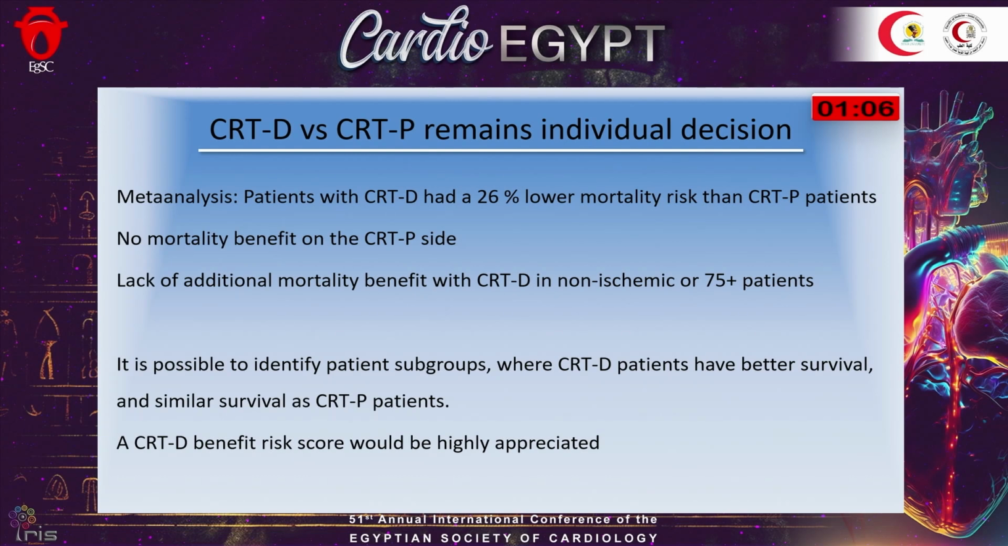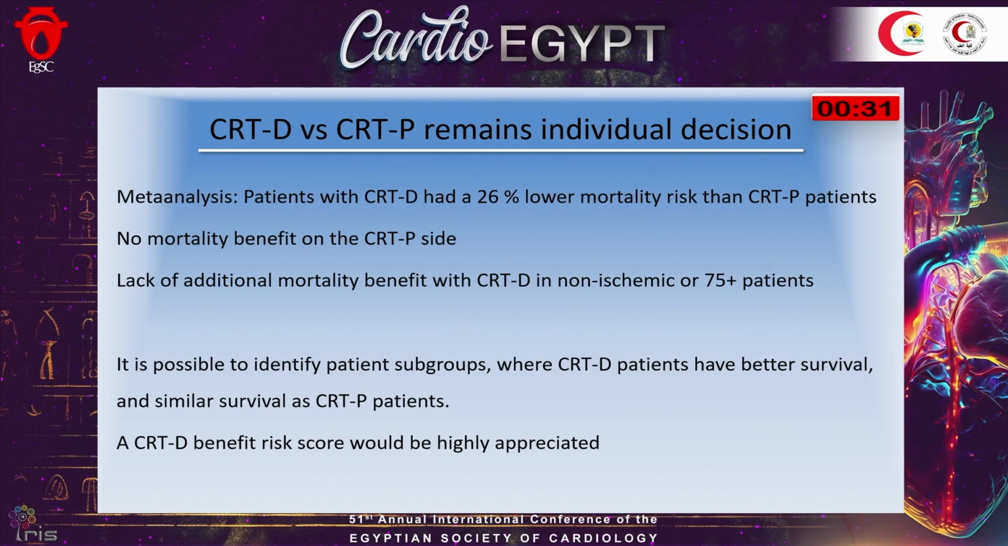And the other major message is that it seems to be possible to identify patient subgroups where CRTD patients have better survival, and patient groups where the survival is similar in CRTP and CRTD populations. Of course, we would need a nice CRTD benefit score that I could not find, but we can develop one. Thank you very much. Thank you very much. Very clear.